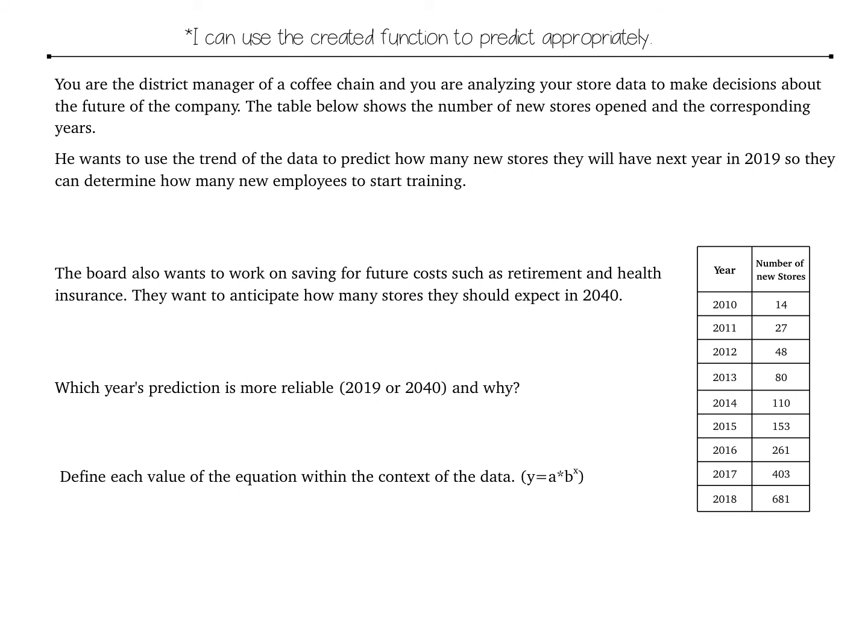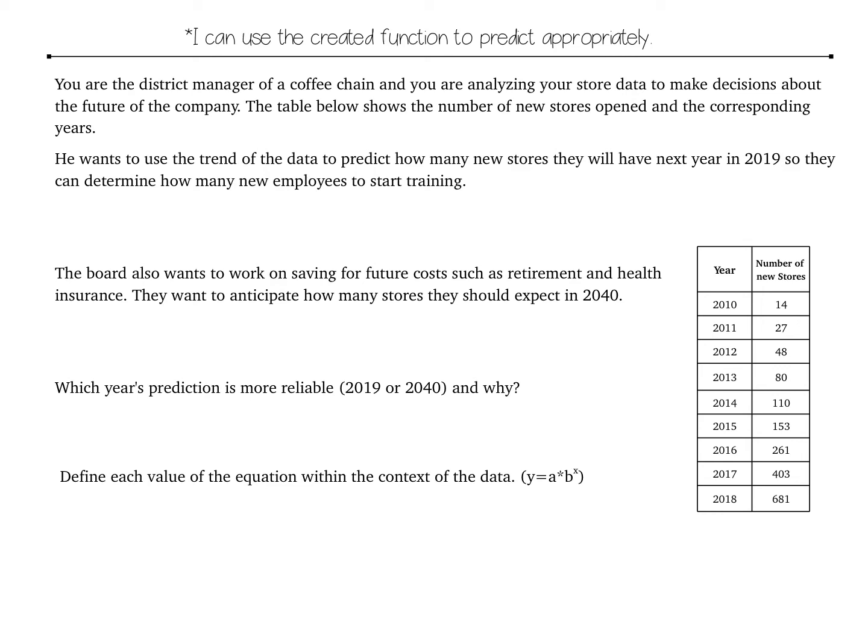All right, so we have one more situation that I'd like you to work through. You're the district manager of a coffee chain, and you're analyzing your store data to make decisions about the future of the company. The table below shows the number of new stores opened and the corresponding years. He wants to use the trend of the data to predict how many new stores they will have in the year 2019 so they can determine how many new employees to start training. So they're thinking, according to the trend of our data, how many new stores should we have so we can start the hiring process now?